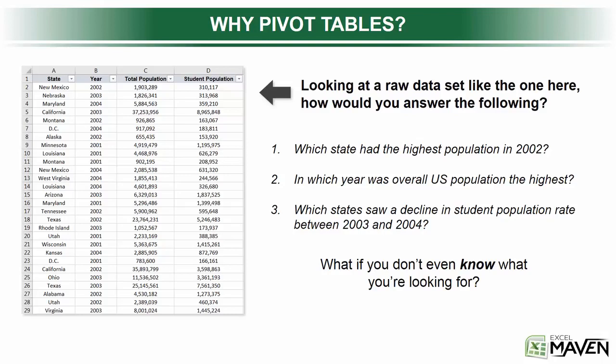Alright, that one's not so bad. Maybe you could just throw some filters on the header row, drill down to 2002, and then sort column C to answer the question that way. Definitely a perfectly valid approach. But what about number 2?